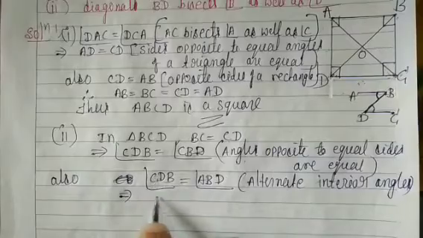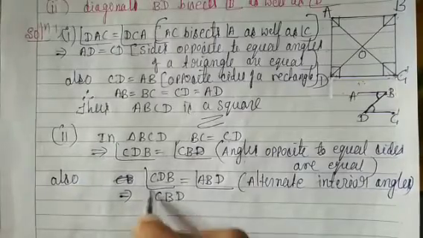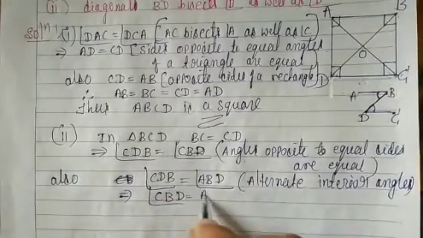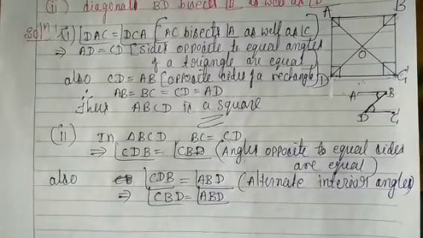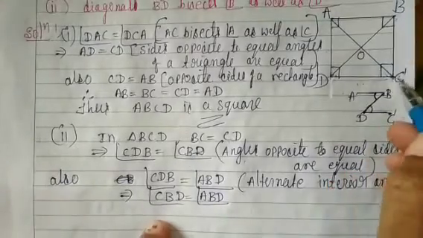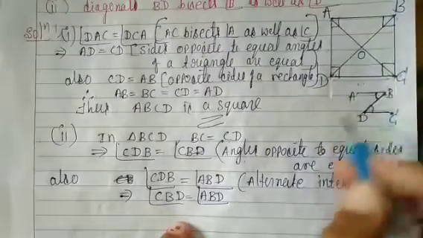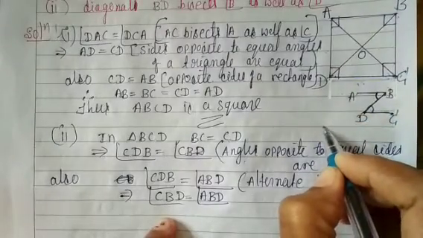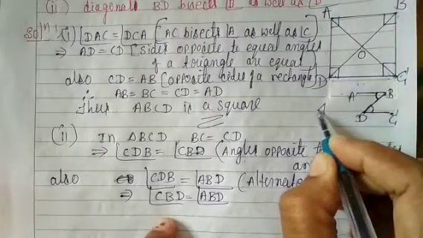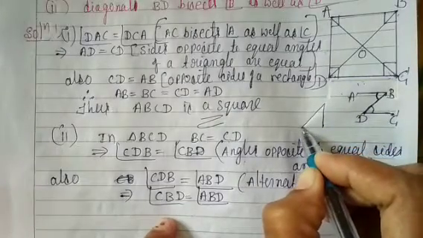Therefore, CBD is equal to ABD. This is also, once again, CBD is equal to ABD. Next, CBD is equal to ABD.